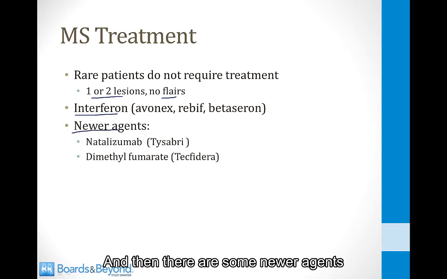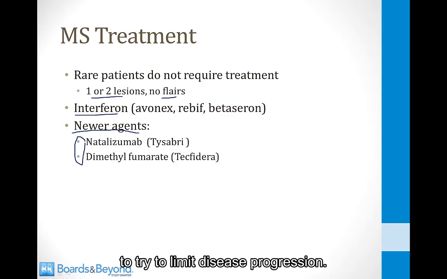And then there are some newer agents which are powerful anti-inflammatories. We don't know exactly how they work, and both of these are sometimes being used. Some of them are oral agents that multiple sclerosis patients can take to try to limit disease progression.